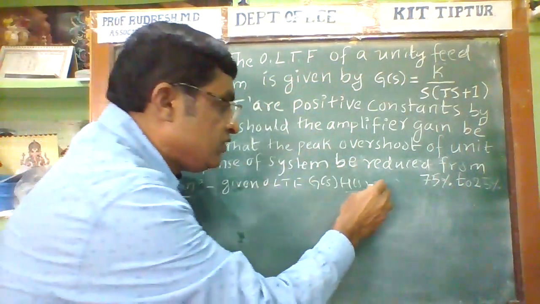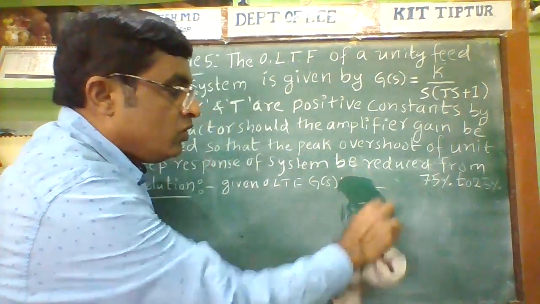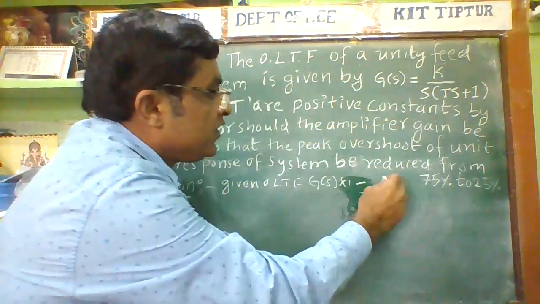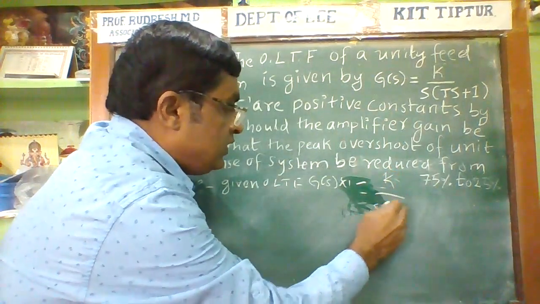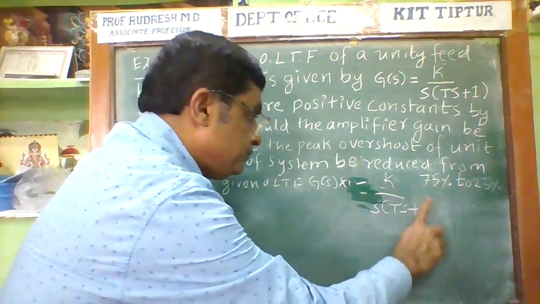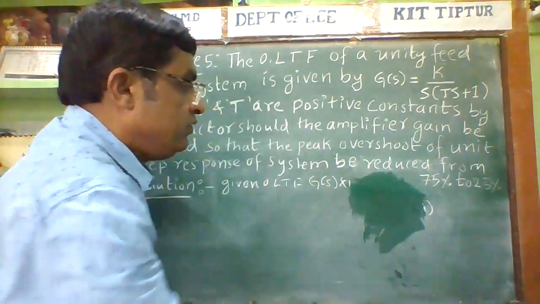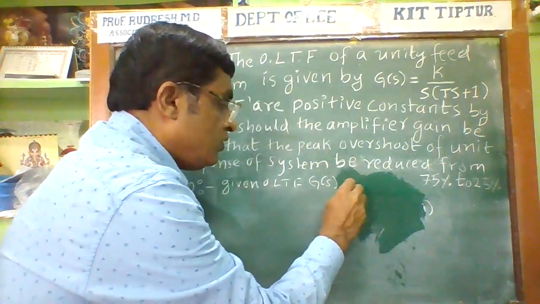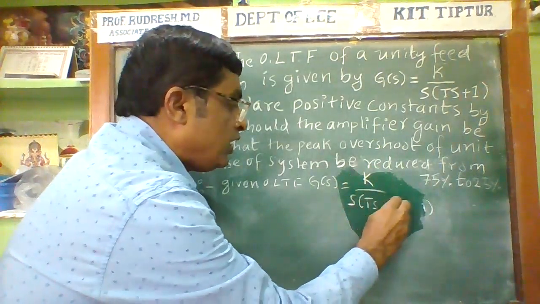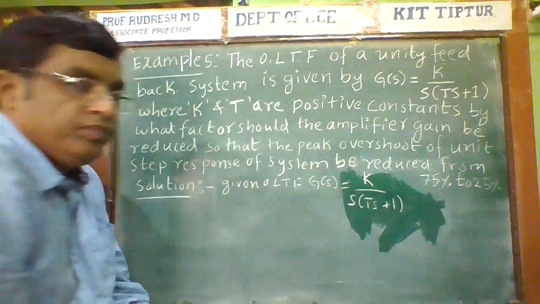Therefore G(s) into H(s) is equal to G(s) into 1, so this is equal to K divided by s(Ts plus 1). Now this is the equation.